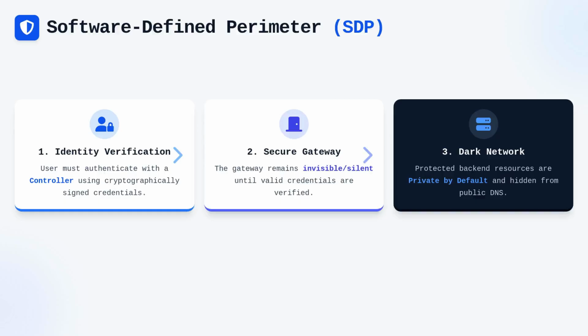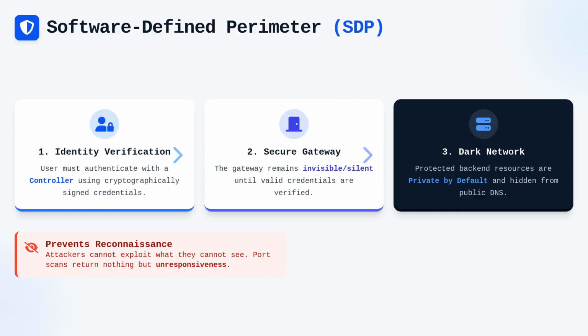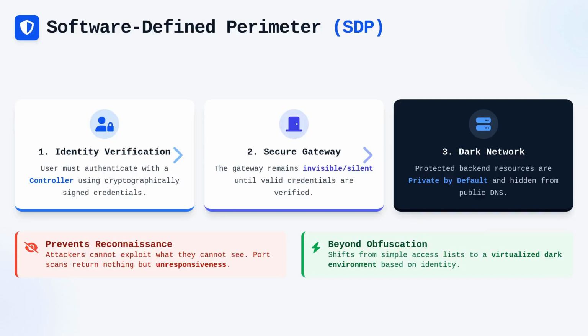This creates a powerful mechanism for preventing reconnaissance attacks, as an attacker cannot exploit what they cannot see. Integrating SDP into your environment ensures that even if an attacker manages to port scan your public infrastructure, they find nothing but unresponsiveness. It is a fundamental shift toward making internal resources private by default, rather than relying on obfuscation or simple access lists.